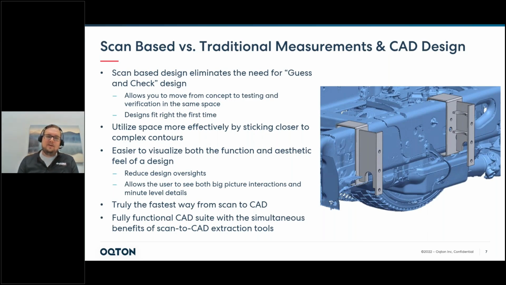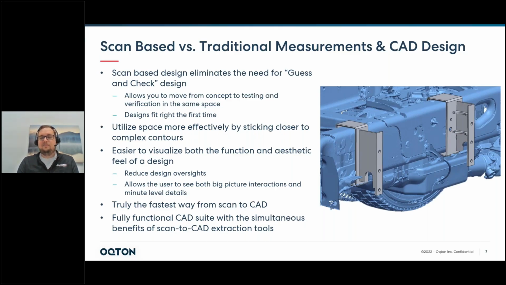So when we're talking about scan-based design, what we're really talking about here is using scan data in a way that is different from reverse engineering. Rather than model the entire frame of a vehicle just to fit a bracket, we just need to know the area that it's going to fit, that it's going to work with the objects that are in the specific area that we're interested in, as well as clearances, bolt locations, all those types of things.